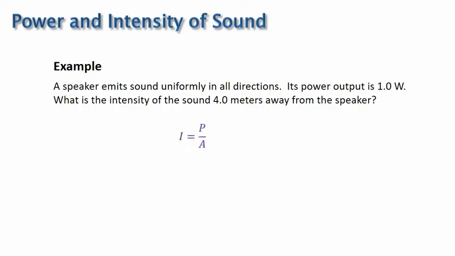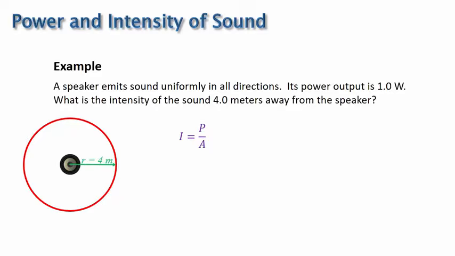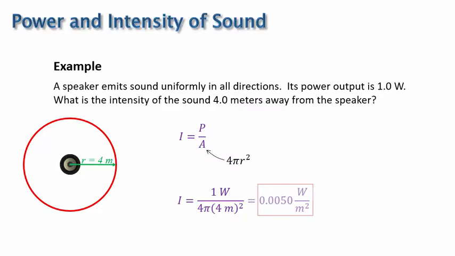And the critical thing to recognize is that because the sound is emitted uniformly in all directions, the waves radiate away from the speaker like ripples on a pond, but in 3 dimensions. So in a spherical shell like this. So at this distance, the power emitted by the speaker is spread over a spherical shell with a radius of 4 meters. Because of that geometry, the area in this example is the area of a sphere, which is 4 pi r squared. And then we can plug values in, and we find that the sound intensity 4 meters away from the speaker is 0.005 watts per meter squared.